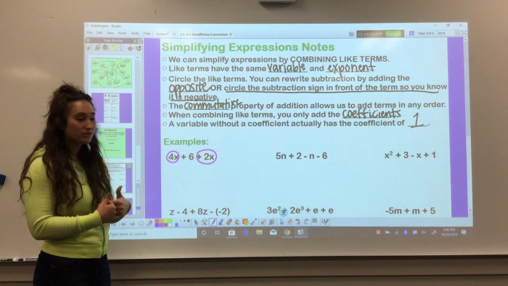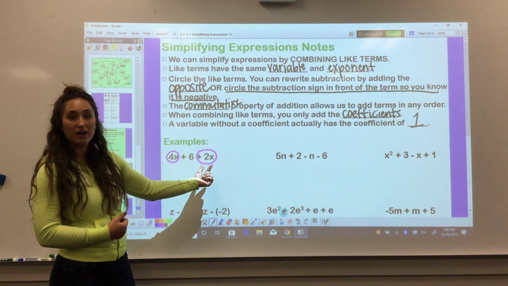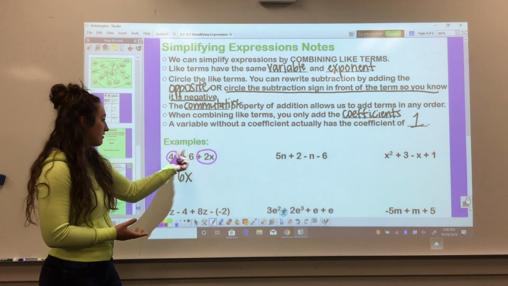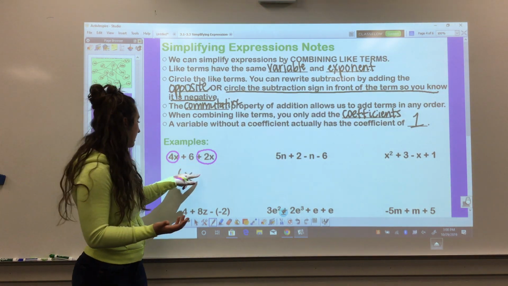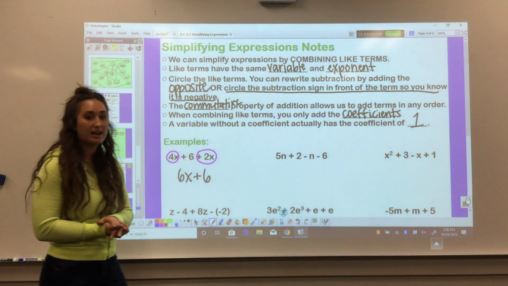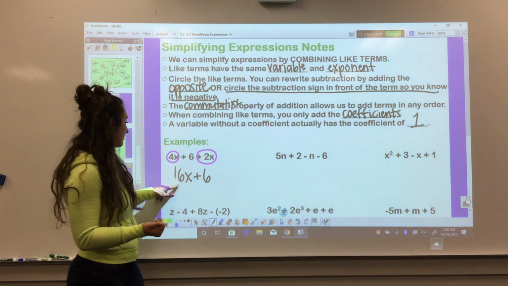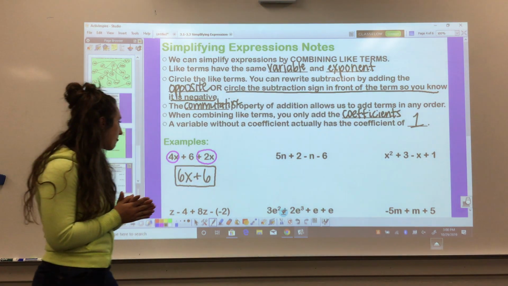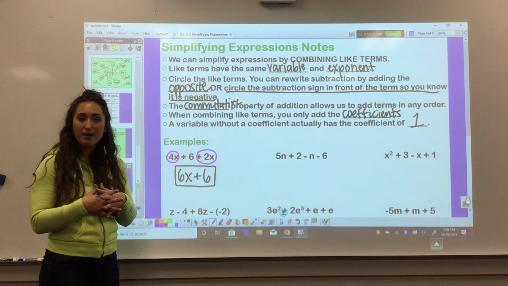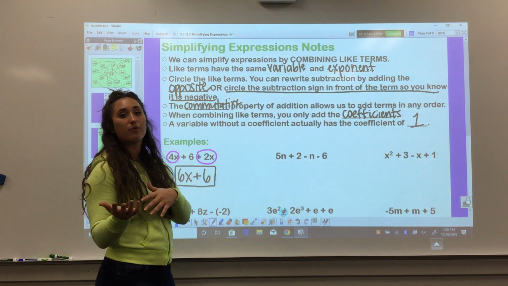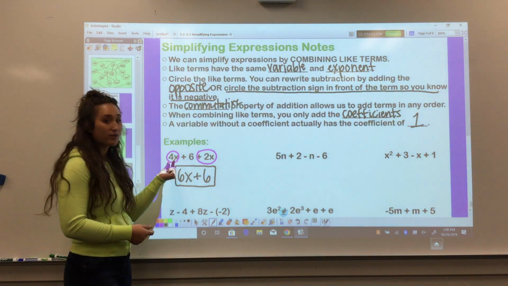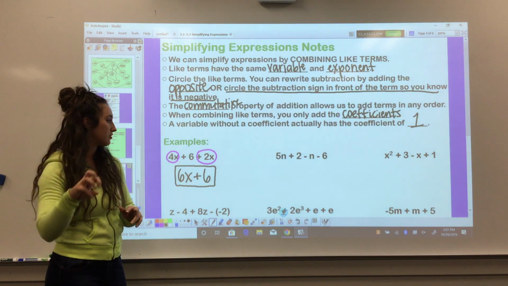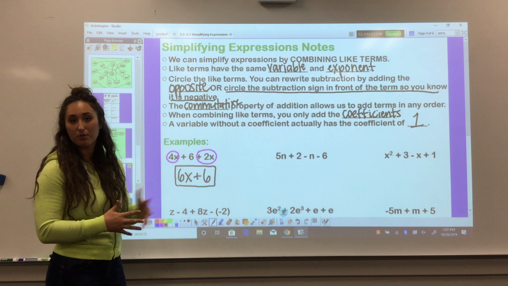So let's combine those. 4x combined with 2x is 6x's. And then the plus 6 is on its own. I can't do anything with it, so I'll just carry that down. And that's it. That's all I can do to simplify that expression. And hopefully you're making the connections with what we were doing before with our algebra tiles. And you can visualize the 4x's and then the 2x's and then the 6 unit tiles. And that's really what you end up with, 6x plus 6.